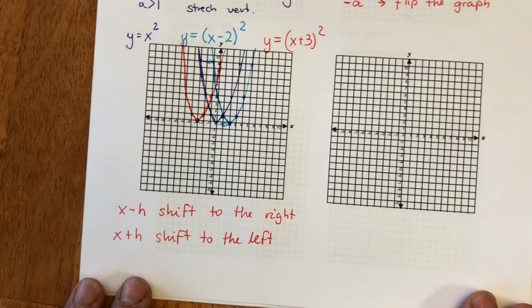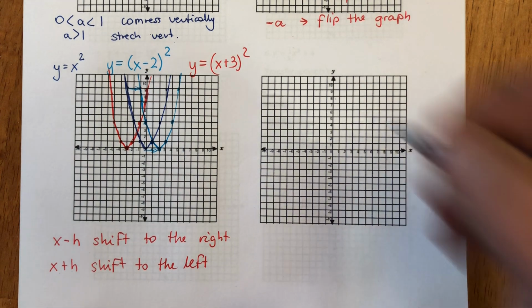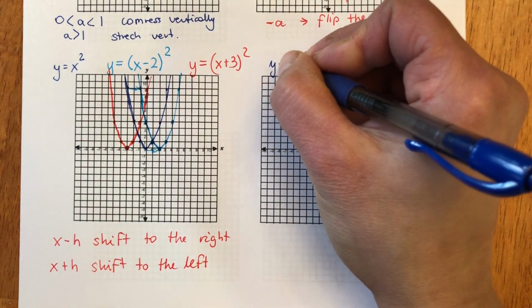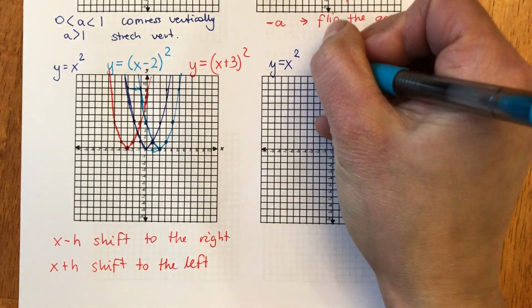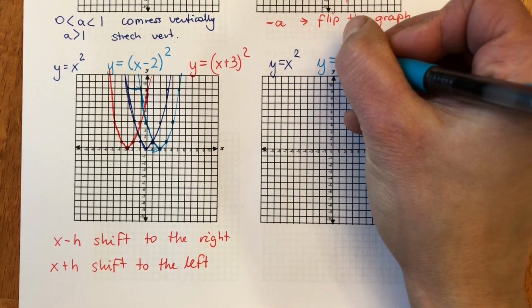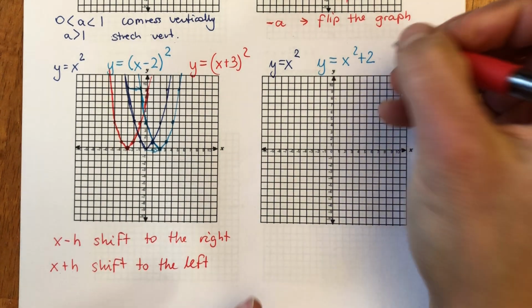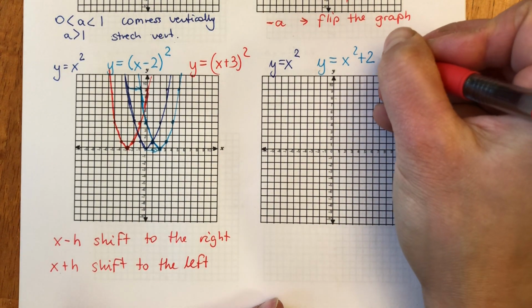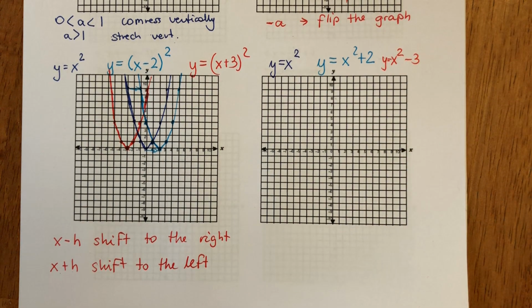All right, we will do another example together. Well, we'll do a few more examples together. We will start with the parent graph. Again, I hope by now everybody knows the parent graph. And then this one is going to be y is equal to x squared plus 2. And then the next one that we are going to do is y is equal to x squared minus 3.